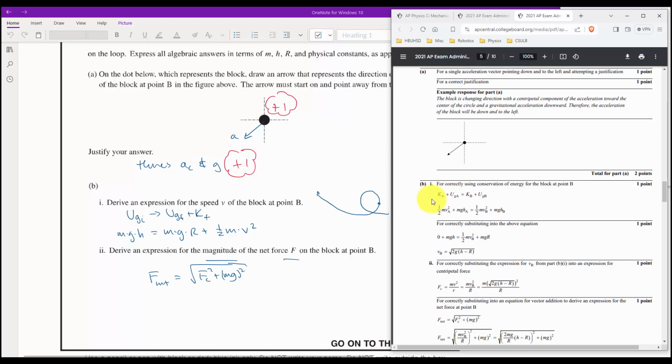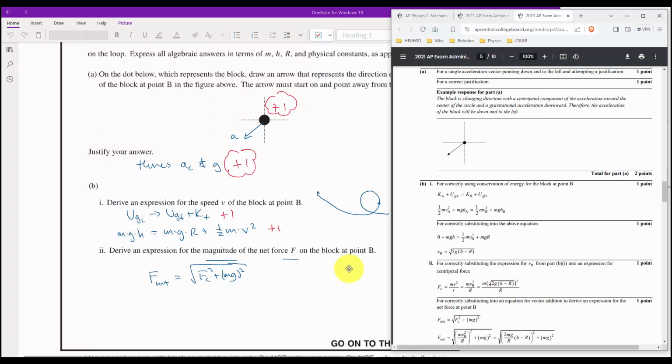B1, for correctly using conservation of energy of the block at point B. So I think we get that point. They wrote it kind of weird there, but I'll put that as a +1 for correctly substituting into the above equation. That doesn't say you get a point for the answers. It just says for correctly substituting. So if we substituted, that would be the point. Sometimes I just don't get College Board. Like, what does that mean? Do you get a point for the right answer or not?